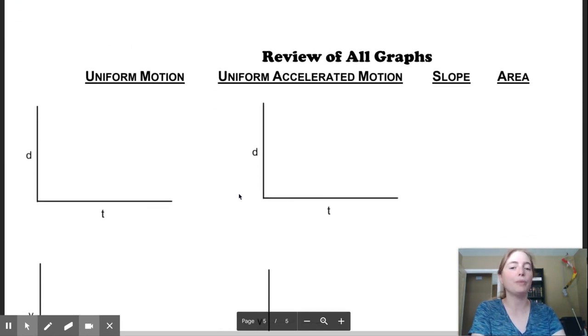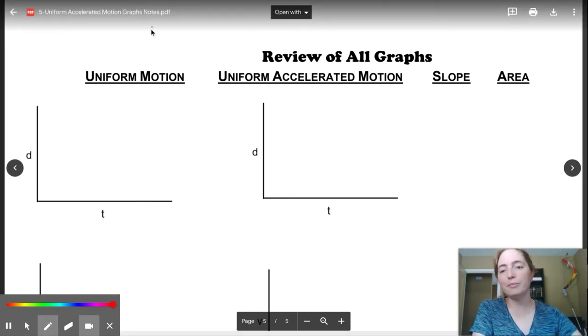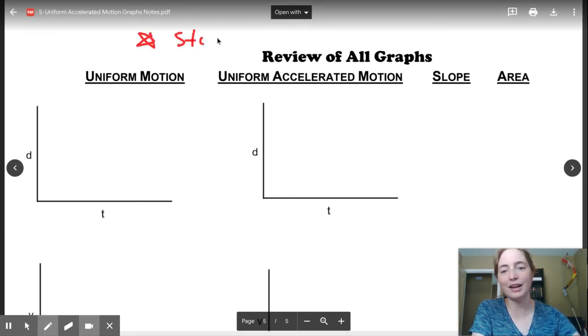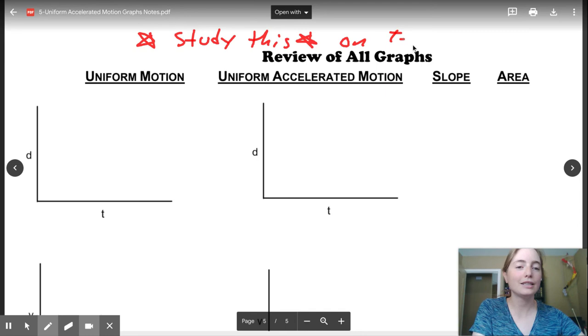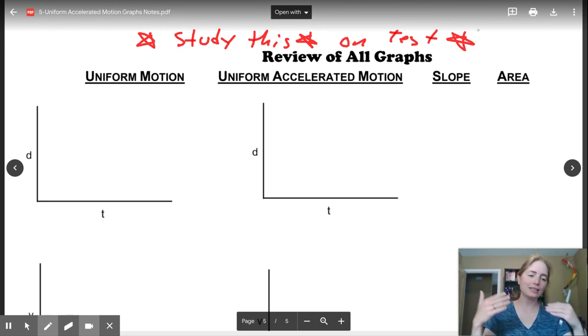Now this is your review page. I'm going to put a big star and I'm going to say, study this on test. This is the page in which you are going to come to begin your studying of graphs. This is the list of things you must know and the patterns that you need to know in order to succeed in graphing questions in Physics 20. Put a sticky note on this page so it sticks out of your notes with a label that says study this. Spend time with this page. Know the stuff on this page.